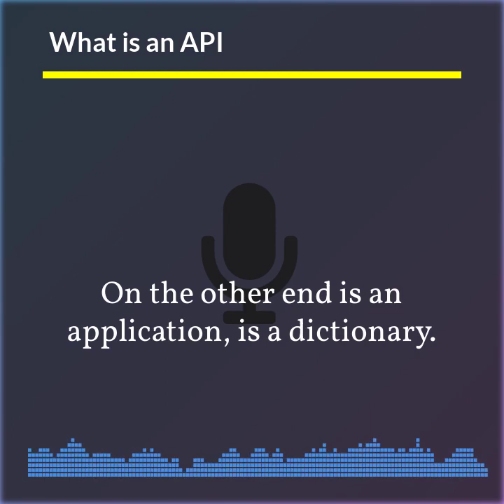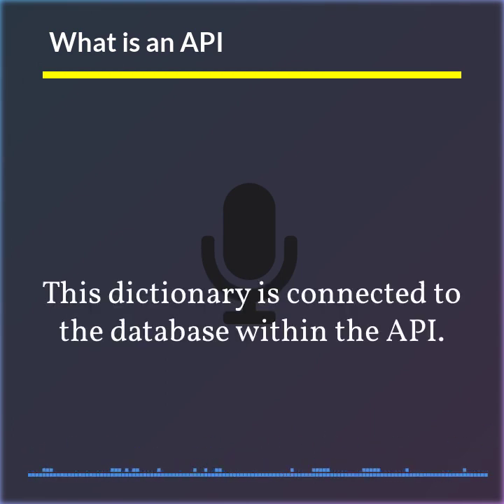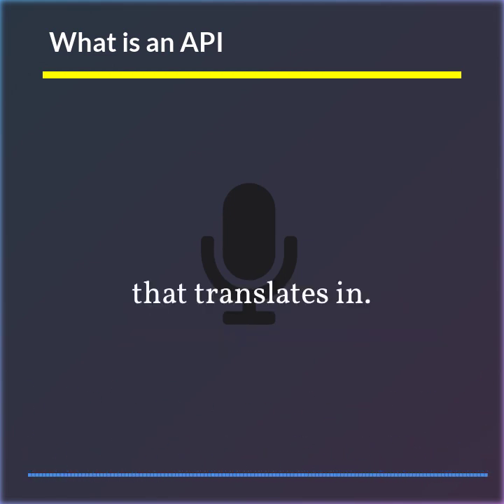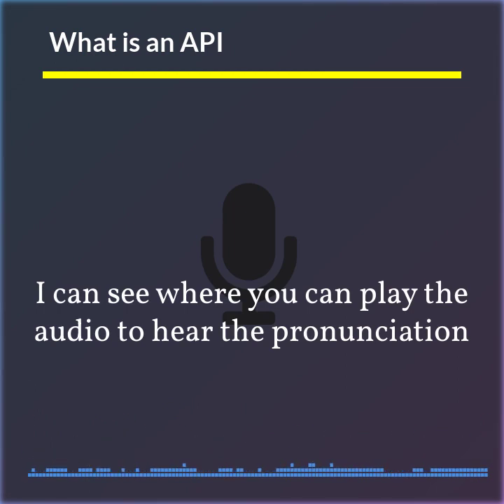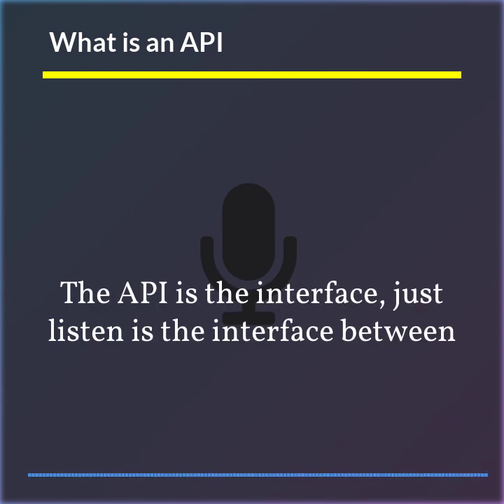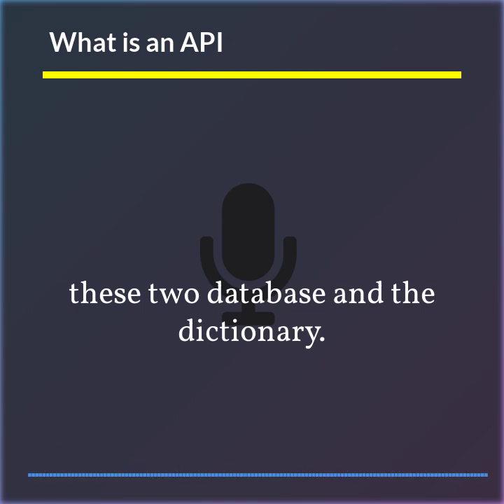On the other end, there's an application, there's a dictionary. This dictionary is connected to the database within the API, but the dictionary has a place where you can see the word you are translating, you can see the definition of the word, and you can play the audio to hear the pronunciation of the word. How does the API come into place? The API is the interface. Just listen. It is the interface between these two: the database and the dictionary.